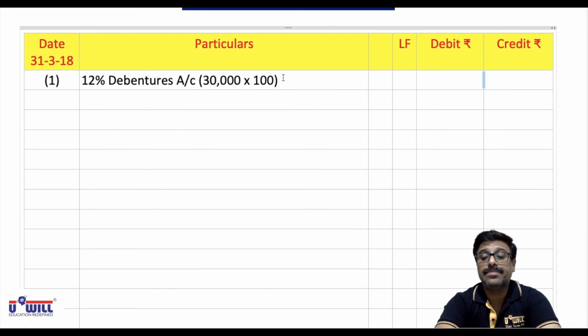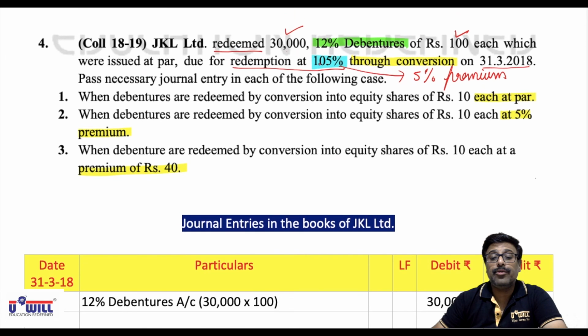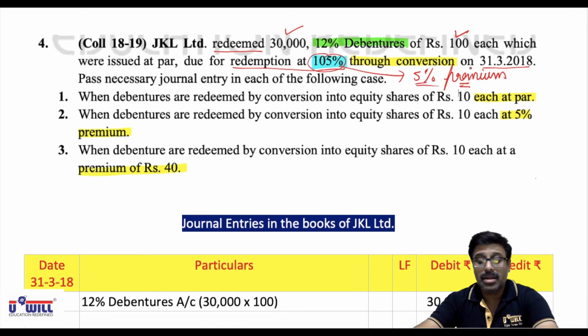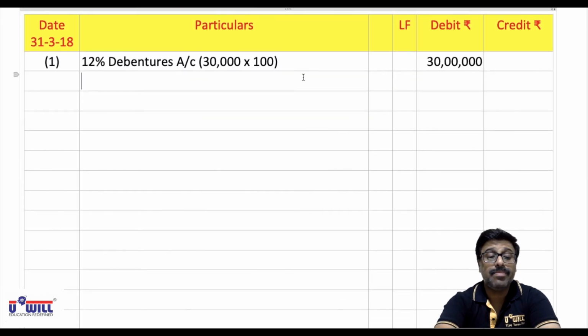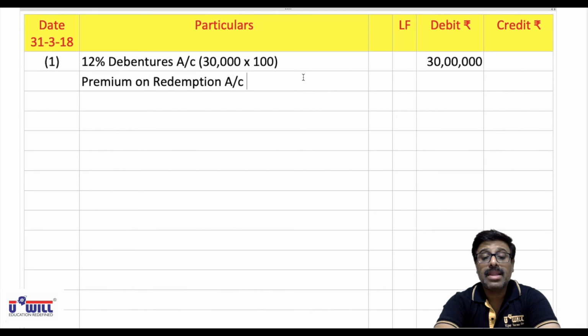30 lakhs. Now since they are redeemable at premium, as I discussed, they are due for redemption at 105%, means here 5% is premium. So even premium on redemption is our liability which we have to close and debit. So premium on redemption account debit. Same 30,000 debentures into 5% premium, 5 rupees, is our premium liability. So 1,50,000.